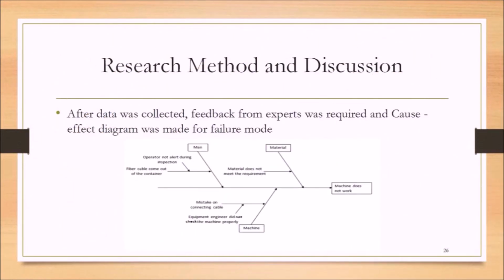After data was collected, feedback from experts was required to construct a cause and effect diagram, which is also known as a fishbone or Ishikawa diagram. The picture shows one of the potential failures, which is the washing machine spinning off, which causes the machine to malfunction. The causes are then categorized into 3M, which are man, material, and machines. In addition, the causes are further broken down. For example, material that does not meet the requirement can be categorized under materials.